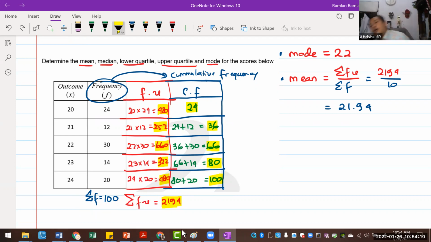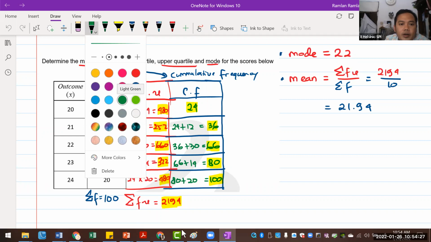Yeah? Okay, so I'm going to tell you what that means. What do those numbers mean? That 24, 36, 66, 80, and 100. Okay, so the first one is that 24. So as you can see, that 24.